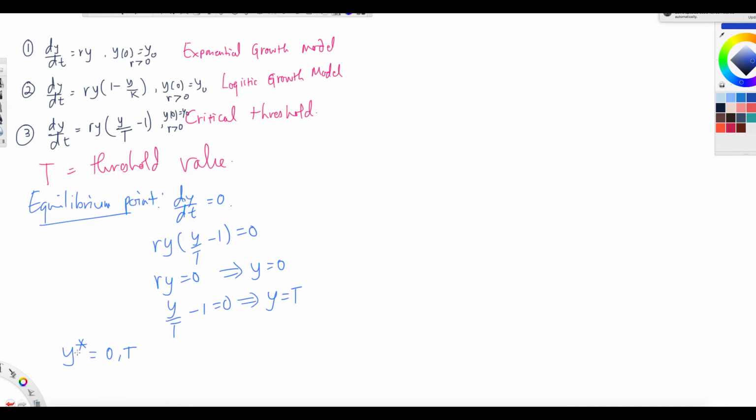If you want to know the stability, how do we determine the stability of this? What you need to do is plot y versus f(y). So how would that look? The right-hand side is f(y). So f(y) = ry(y/T - 1), which you can write as f(y) = ry^2/T - ry. This is what you get. So this is a quadratic.